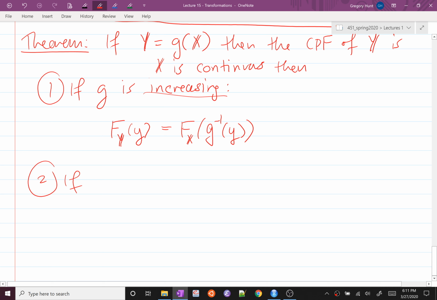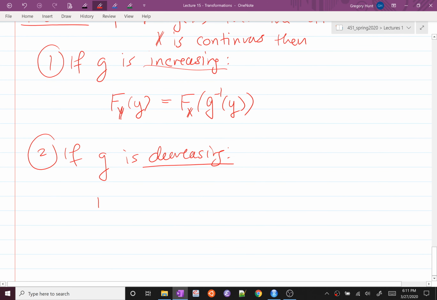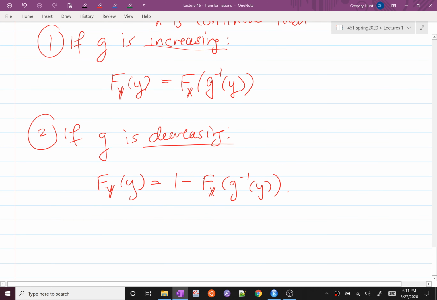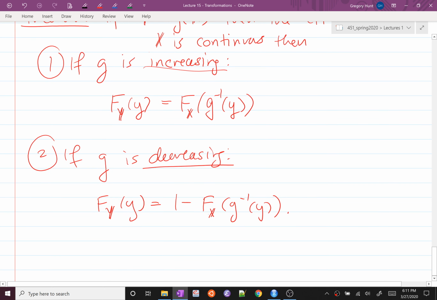And the other case is that if g is decreasing, we get a slightly more complicated formula. If we want the CDF of Y, we're going to have to look at 1 minus the CDF of X, evaluated at g inverse of y. Okay, so that's the formula. Where does it come from? You can do this with a nice little picture proof, as it were.